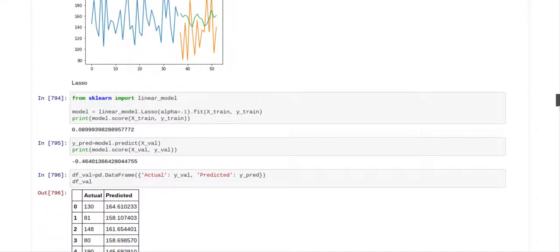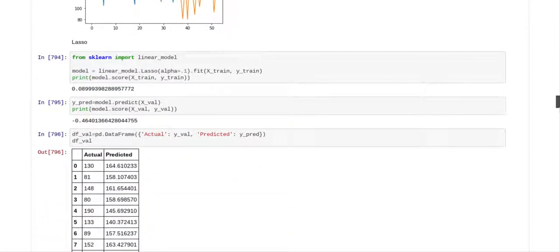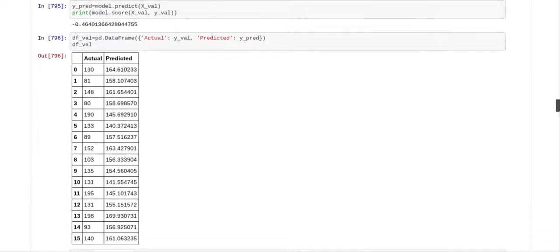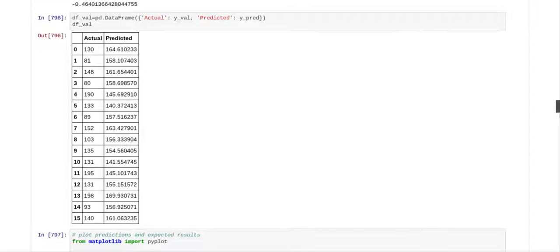Now, what we did was we did lasso. We decided that we were going to run the model on lasso and see if we could improve our score. But no, we still had like a 9% accuracy on X train, Y train, and a negative 46% accuracy on X val, Y val. You can see these are the actual and predicted values, and they're very similar to the previous one.